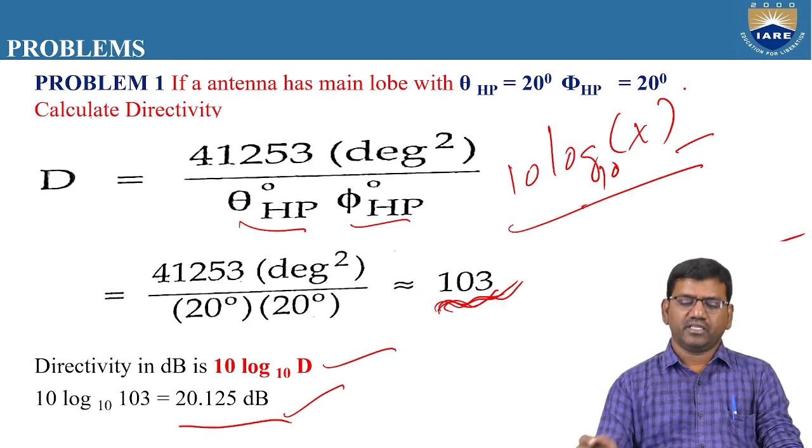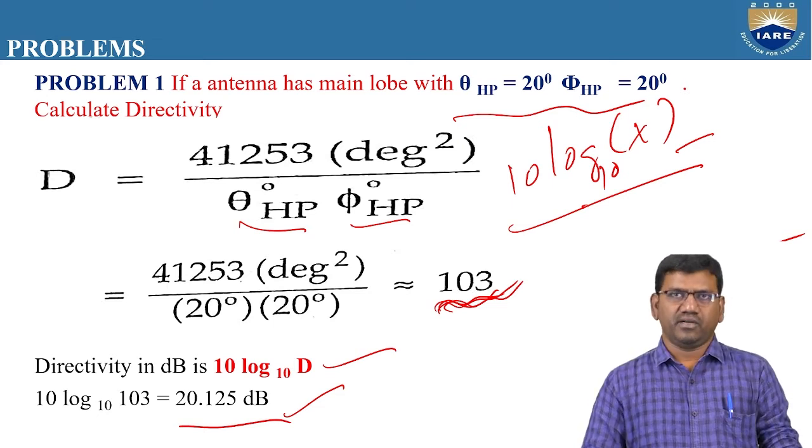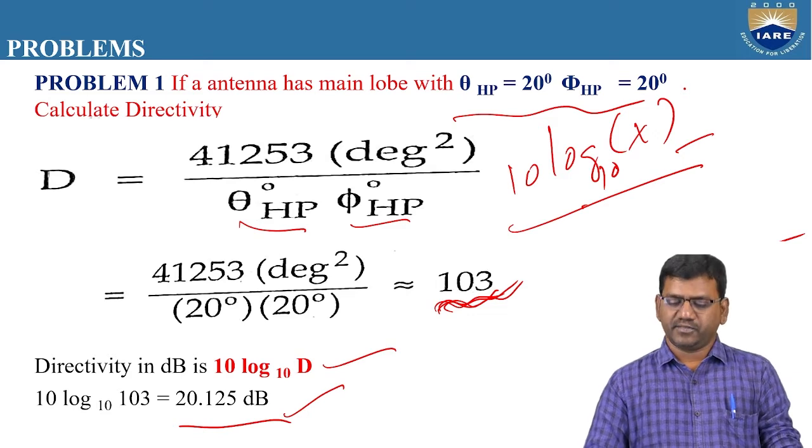20.125 dB you will get. So this is the first problem, a very simple problem. Based upon the given data, if we know the formula, we can directly simplify it by substituting the values of theta HP and phi HP.